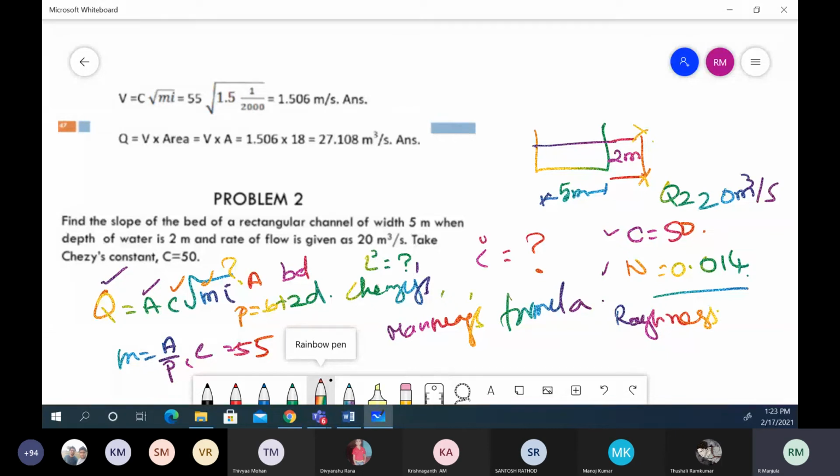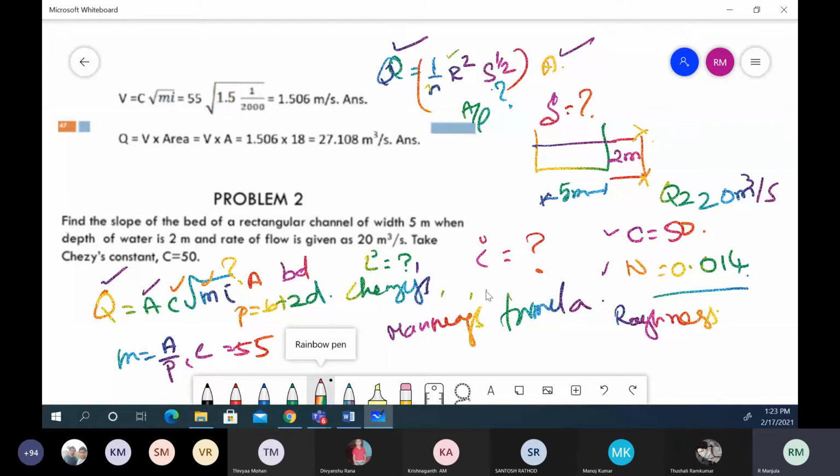This is one way. And using Manning's formula, Q is equal to 1 by N R to the power 2 by 3 S to the power half into A. Velocity multiplied by A. Now here N is known, R is A by P, S is unknown, Q is known, A is known. So you can find what is the value of S. So you please find what is the bed slope out of Chezy's formula and Manning's formula. Can you quickly do it and tell me the answer? I'll give you 5 minutes of time. Are you following me?